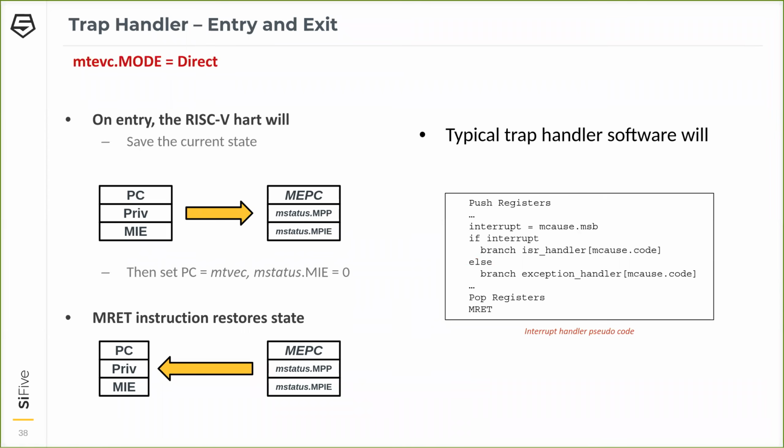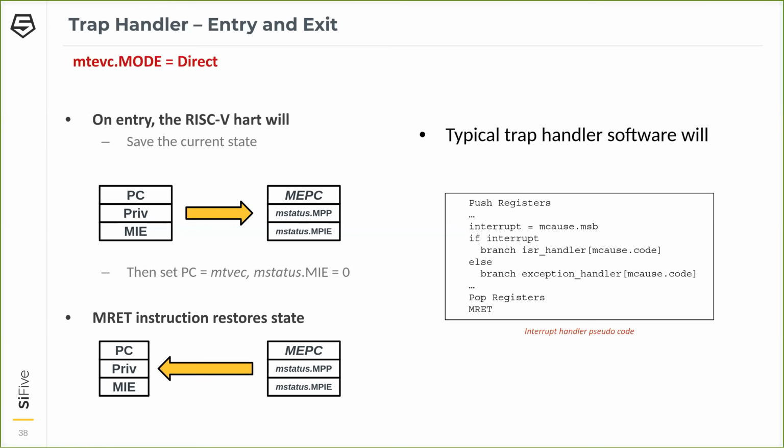So when an exception happens, on entry into the trap handler, the RISC-V hart will save the current state. Specifically, it does this by copying the program counter into another CSR called the machine exception program counter to save the address, the location that was interrupted. It also copies the privilege mode into the MStatus MPP register, and then the state of the interrupt enable into the MStatus MPIE, or machine previous interrupt enable register.